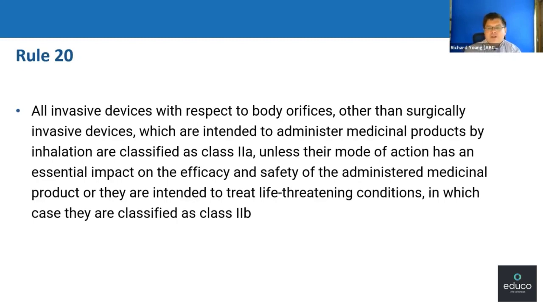Unless their mode of action has an essential impact on the efficacy and safety of the medicinal product, in which case they're class 2B. So critical inhalation devices are really important for getting the right dose of medicine into the patient. If that's critical, that could go up to a class 2B. But that's all inhaled medicines there. That's Rule 20.